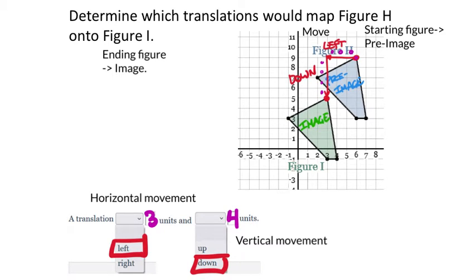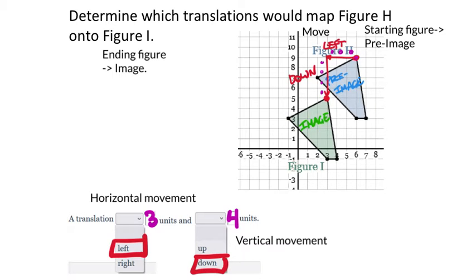And that's all you got to do for these. You don't actually have to move the image or pre-image onto the image. You don't have to do anything like that, at least so far. All you got to do is say it's been moved left so many units or right, and then up or down so many units. That's it.